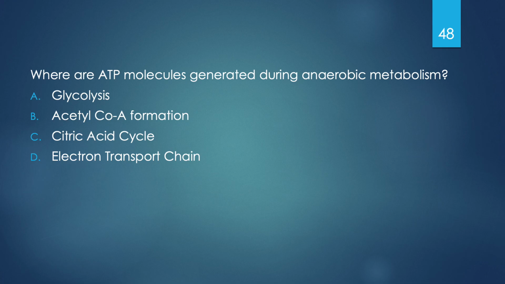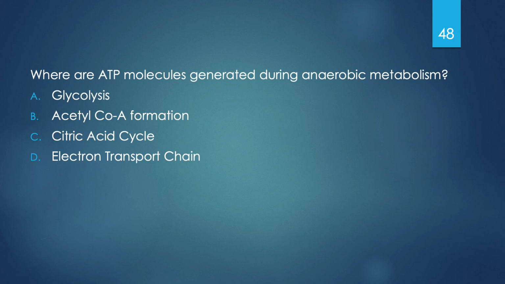Where are ATP molecules generated during anaerobic metabolism? A, glycolysis, B, acetyl-CoA formation, C, the citric acid cycle, or D, electron transport chain? So this question is asking you, where are the ATP molecules generated during anaerobic metabolism?